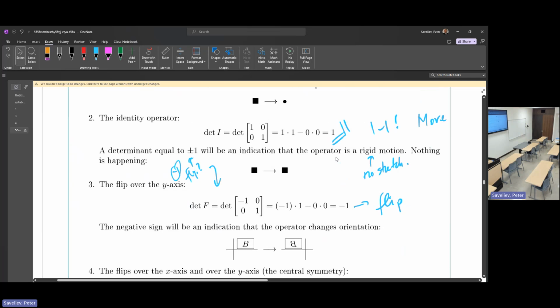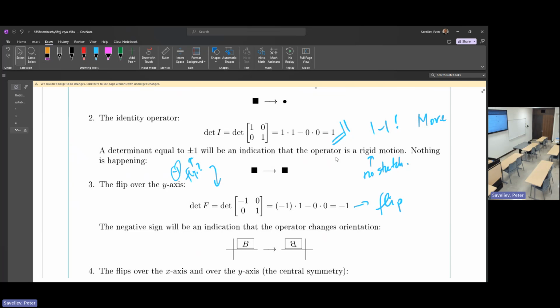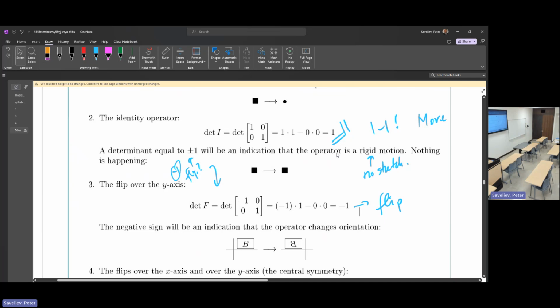So like this, what the flip is. A negative sign is an indication that the operator changes orientation. It was easy to think about a flip in a one-dimensional case. This is my x-axis, and this is what it does. So that's what the flip does. It changes the orientation: the arrow points in the opposite direction. It's more complicated in the two-dimensional case, but if you take a different look and think about the whole plane with something drawn on it, for example, the letter B written there in the box, it ends up in a different location. It's now a mirror image. That's what a mirror image does, and that's what the negative sign does.